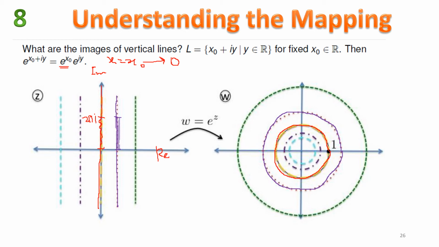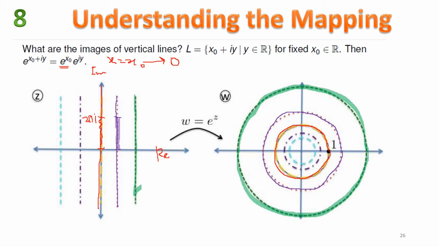Further higher values will track circles of higher radius, and here we are trying to show with the green dotted line a higher value of x, and that will track a circle of higher radius. You can see, here we are tracking a circle of higher radius. This one.